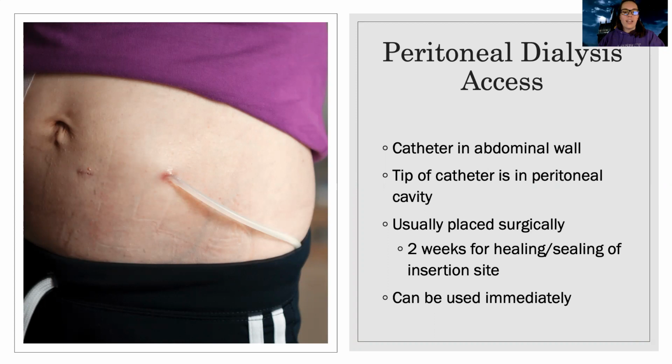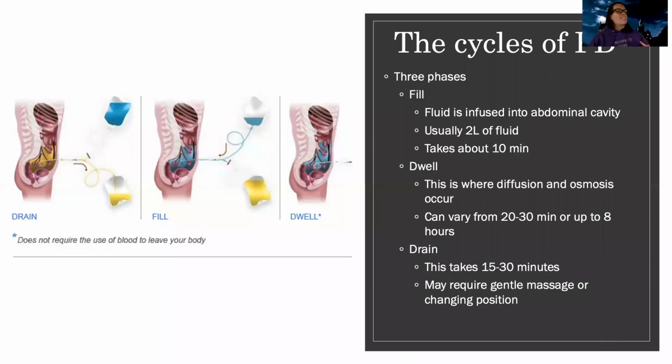Healing and sealing of that insertion site. And these can be used immediately, which is a great benefit for someone who needs it right away. So there's 3 cycles effectively. So there's this catheter that's in that peritoneal cavity.